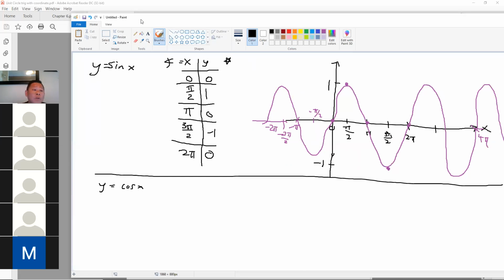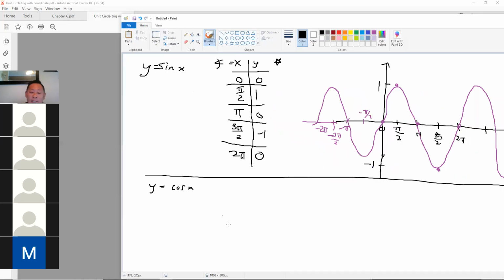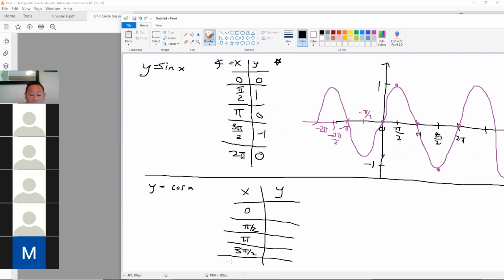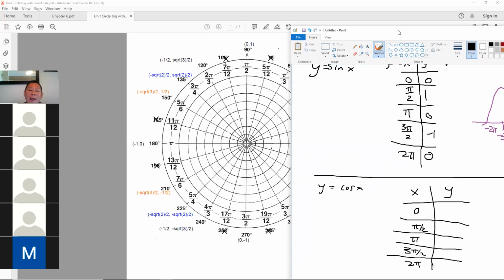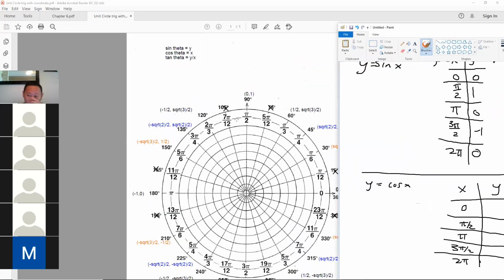We'll do the same thing for cosine. For cosine, we still use the same x values in here. So we will use 0, pi over 2, pi, 3 pi over 2, and 2 pi. We still use the same 5 coordinates here. But don't forget, when you use cosine, we are looking for what value? The x value or the y value for cosine?